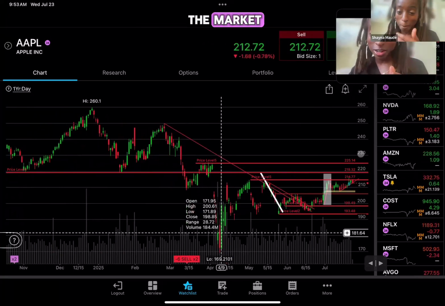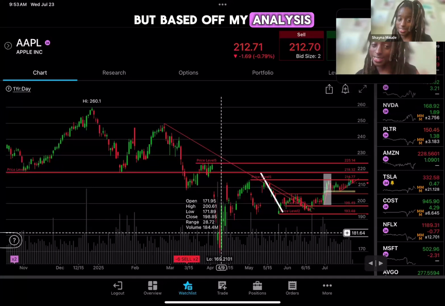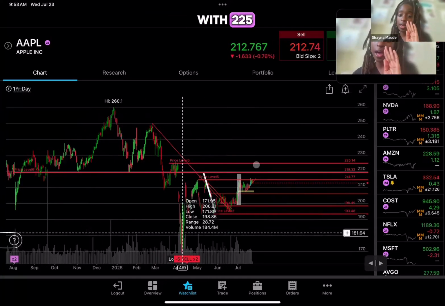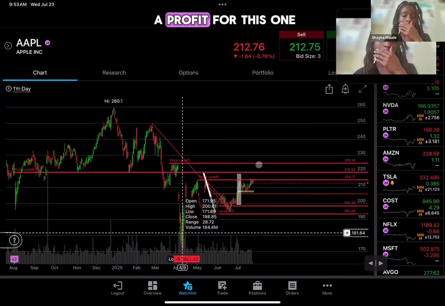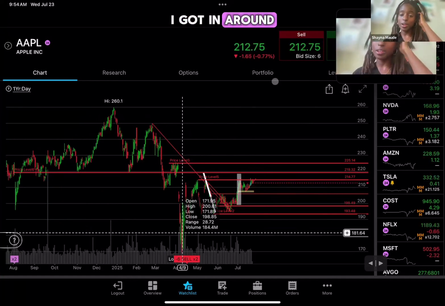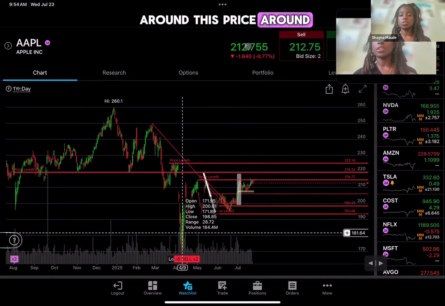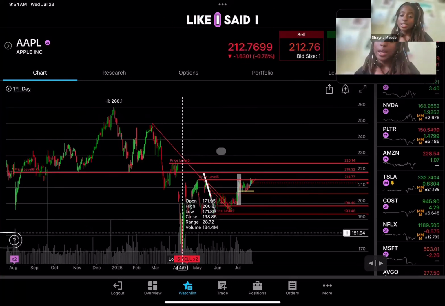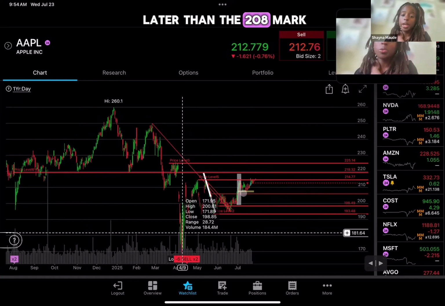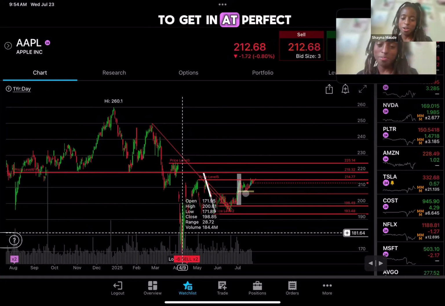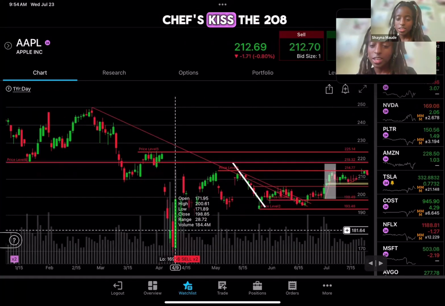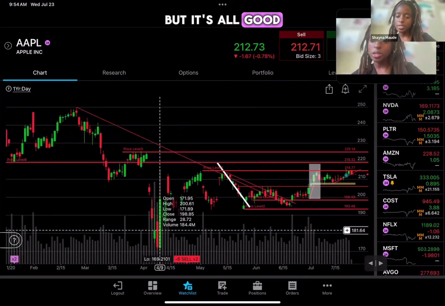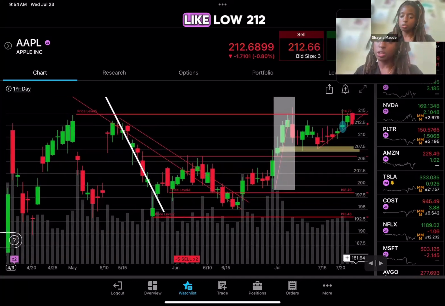Now you cannot predict the market. But based off my analysis, Apple wants to shoot back up. I'm cool with 225. I'll take that profit. For this one, I got in around the 212, a little lower than that. So I'm still up. Like I said, I got in a little later than the 208 mark, which was the perfect mark to get in at. That would have been chef's kiss, the 208 mark down here, right? But it's all good. I still got in at low 212.